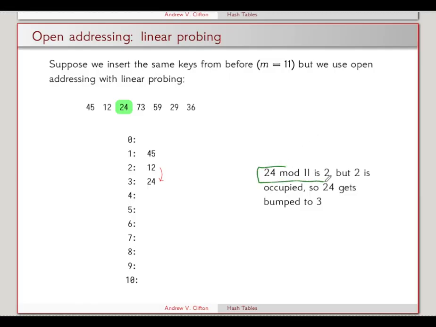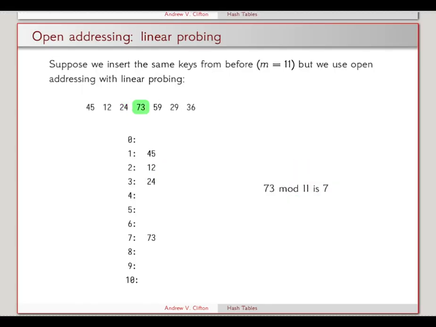24 mod 11 is 2, but 2 is in use. So 24 gets bumped down to the next spot. So this one's a little bit weird, right? Because 24 doesn't naturally collide with any of the other values here. Nothing else hashes to 2. But because there's something in spot 2 that shouldn't be here, 24 is kind of like a secondary collision. It's a sort of artifact of the probing scheme here.